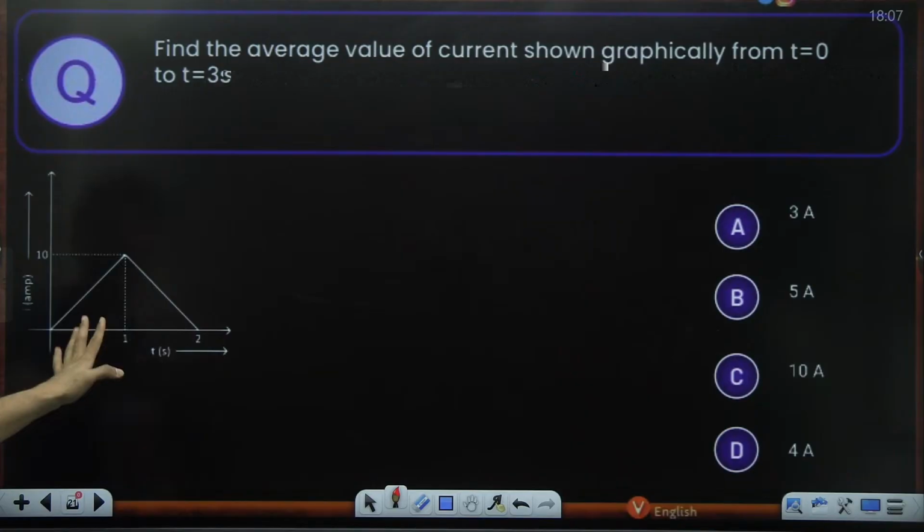Okay. Sir, will the questions of the sample paper and mock tests exactly come? No, they will not exactly come, but the level will be the same.